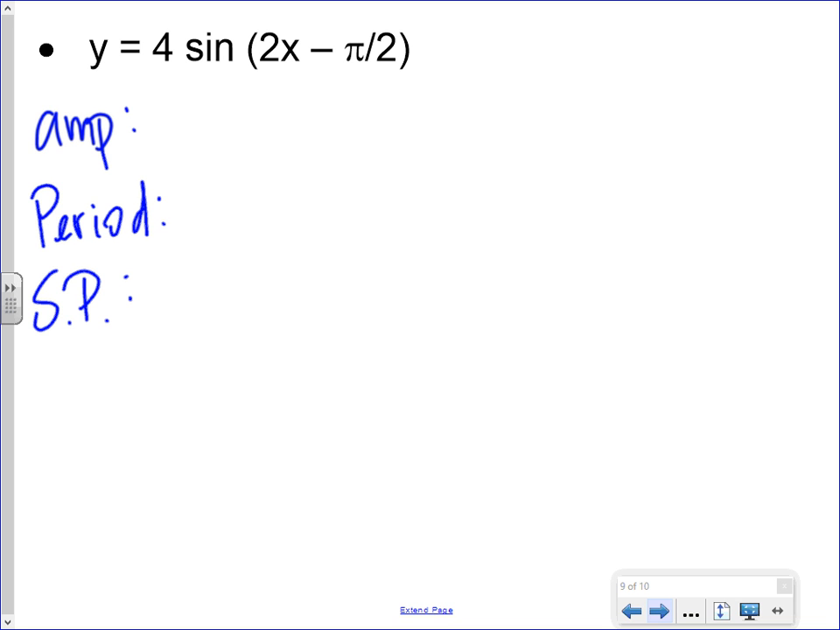Okay, pod 5, what did you get for the amplitude? How about the period? Pod 6, your starting point. Rest of you, how do you feel about those 3 identifications? Do you agree? Any issues you have with them or questions you have with them?